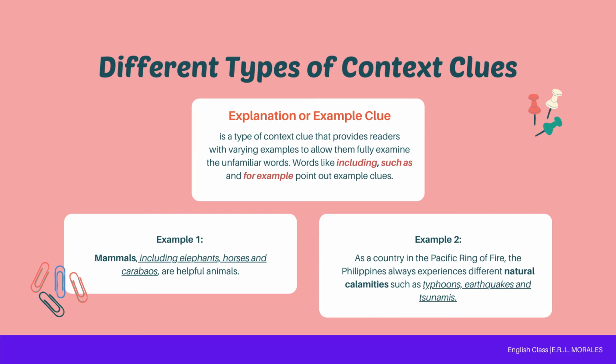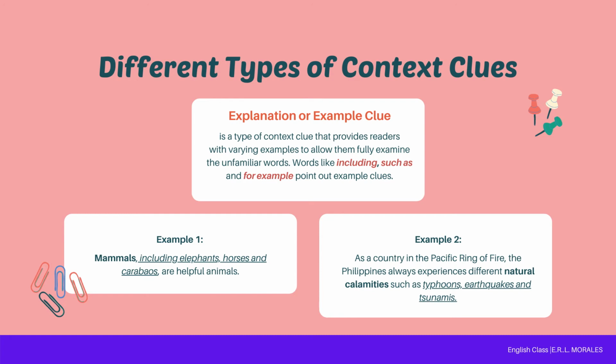So example number 1. Mammals, including elephants, horses, and carabaos, are helpful animals. So in here, they are giving you examples of a mammal, right? When you say mammal, they are warm-blooded animals that have backbone, or they also feed their babies with milk, right? So these are examples of mammals.